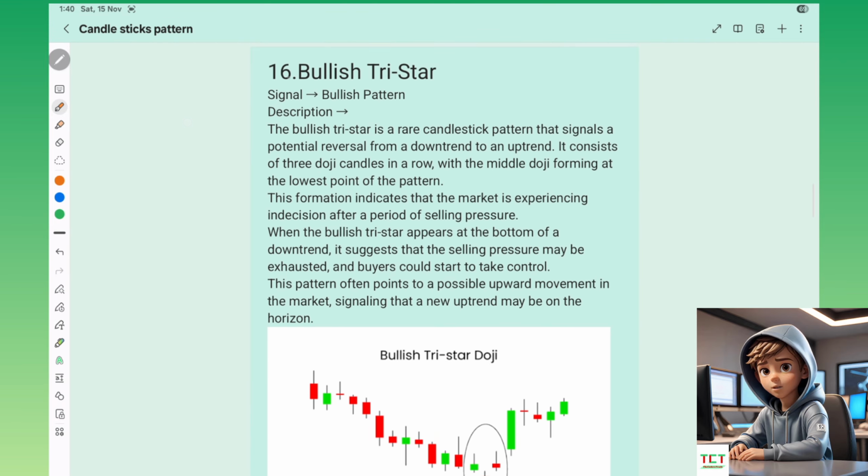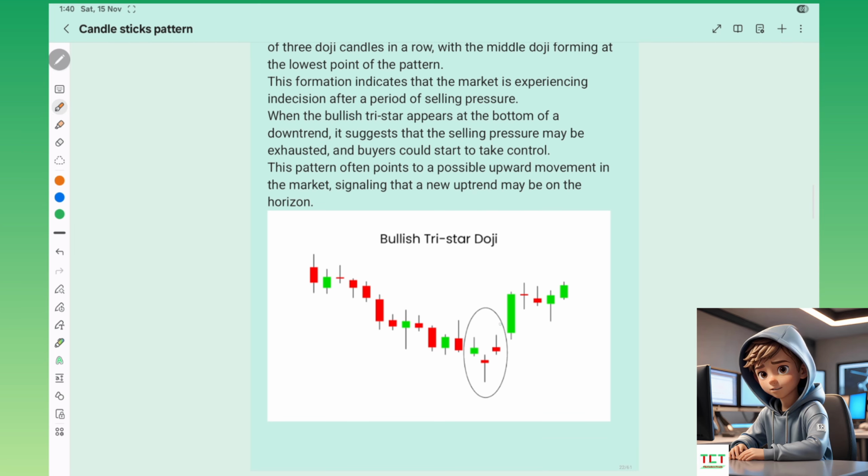Now let's learn about an extremely rare pattern, the bullish tri-star. This is one of the rarest candlestick patterns you will ever see, but when it appears, it's a very powerful signal. The name tri-star means 3 stars, and that's exactly what this pattern consists of, 3 doji candles in a row. Now imagine seeing 3 dojis in a row. That's the tri-star pattern. Here's the structure for a bullish tri-star.